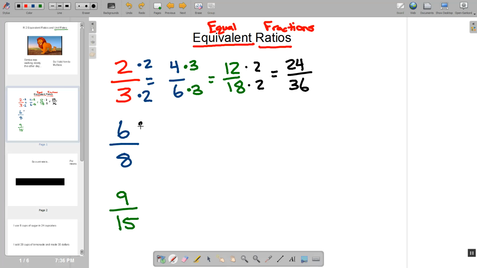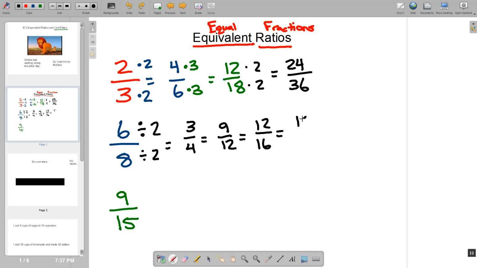For this one, actually, I am going to try to simplify the fraction first. Because these numbers are both divisible by 3, I can divide them both by 3, and I would get 3/4. From here, I can find other equivalent fractions like 9/12, or I could multiply both of these numbers by 4 to get 12/16. I could also get 15/20, and so on. There are tons of options here.